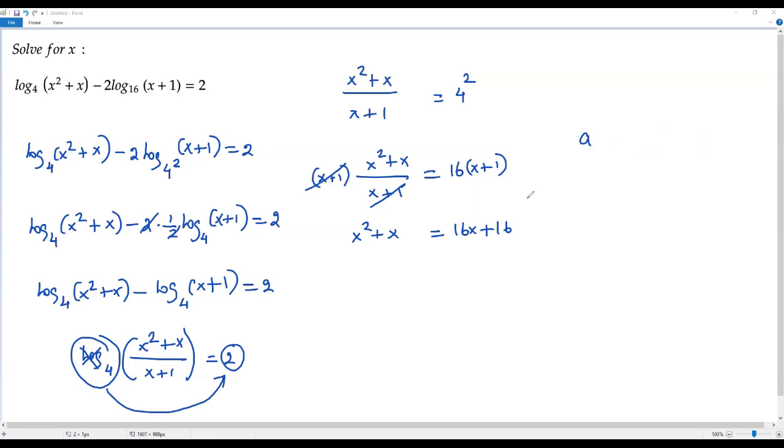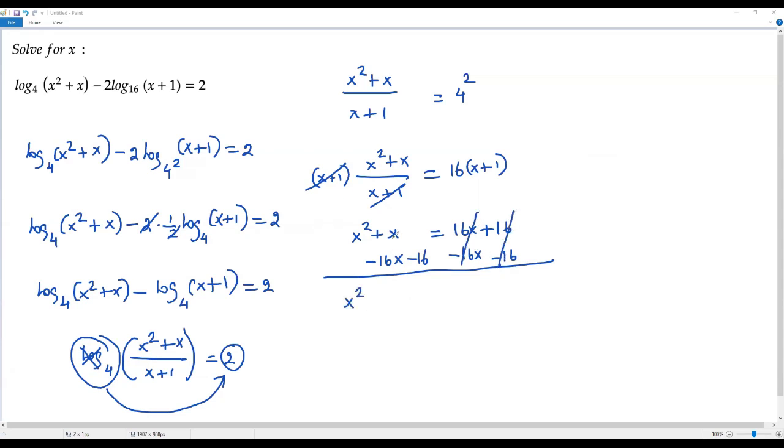Now let me make the right side of this equation 0. For that we have to get rid of these two terms, 16x and positive 16. For that we have to subtract 16x from both sides, and also subtract 16 from both sides. Let me do it. So when I do so, the positive 16x and negative 16x will cancel out, and the positive and negative values over here will cancel out.